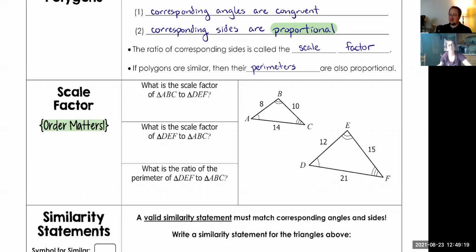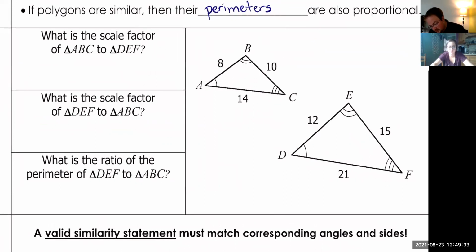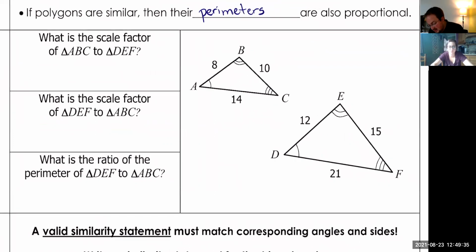Order is very important here. So what we're going to take a look at is determining some scale factors between these two triangles given to us in this diagram. And you'll notice, hopefully, as I'll show you here, that in the diagram, we're shown that each of their angles have a corresponding congruent angle.